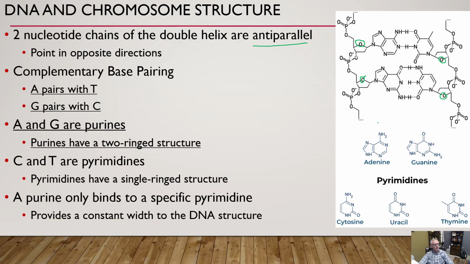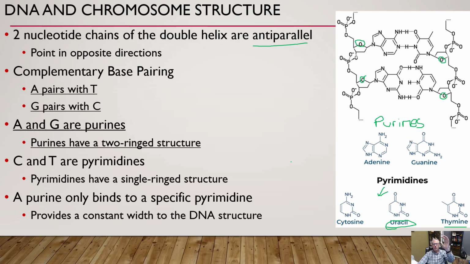And I guess I blocked this out, but these are purines, and these are pyrimidines. I guess I deleted the purine portion of the title. So purines have 2-ring structures, and pyrimidines only have 1-ring structures. Remember, uracil is only for RNA. DNA has thymine instead of uracil. So pyrimidines are single ring structures. Purines are 2-ring structures. So that's why we have A's with T's and G's with C's.